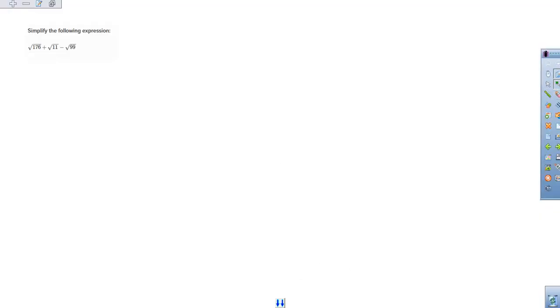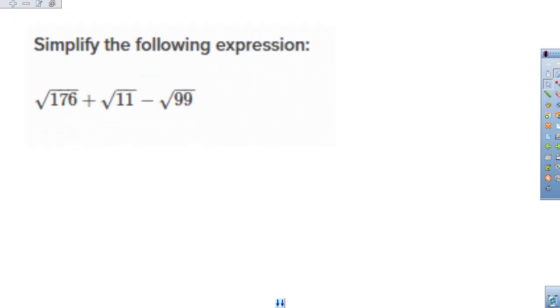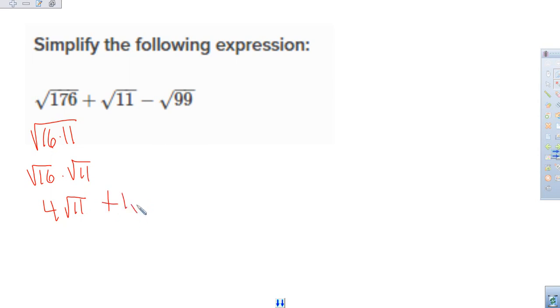Let's get another color in here. I'm going to write this as, let me make this a little bit bigger here. Okay, so I know that this is equal to 16 times 11, which is the square root of 16. Oh my gosh, how convenient. This is a perfect square. So that's 4 root 11 plus 1 root 11. I can rewrite that way.